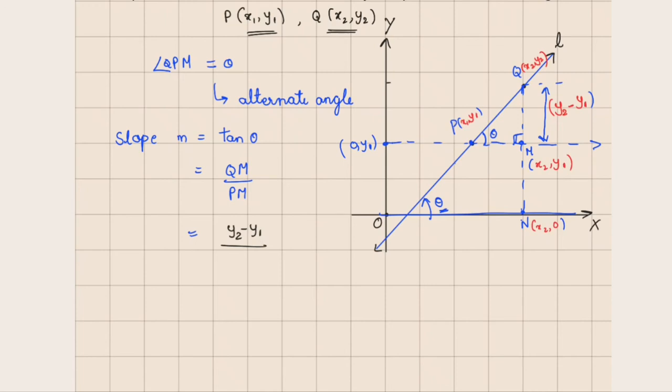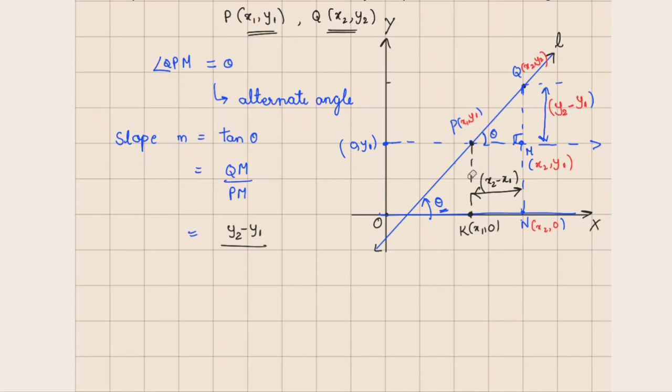Now we need to find PM. Let's say this is the perpendicular from P to the x-axis. Let's say this point is K. The length of PM is nothing but the length of KN, whereas K is x1 comma 0 because its x coordinate is the same as the x coordinate of P. So it is x2 minus x1. Or you can use the distance between two points formula, where these two x coordinates are equal. So x2 minus x1 whole square will be 0. Only remaining is root over y2 minus y1 whole square, which is equal to y2 minus y1.